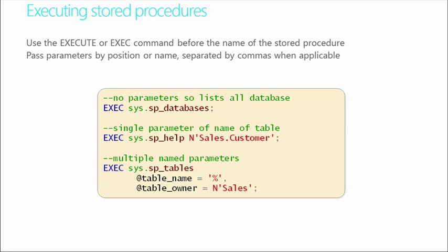Of course, I could pass a specific database name. It would give me information about that particular database. Same with the SP help. I just want general information about the table. I can actually get that information by typing SP help. If there's a specific table, in this case here, sales.customer, I can supply a parameter for that and get specific information about that single table. So it depends what you're looking for.